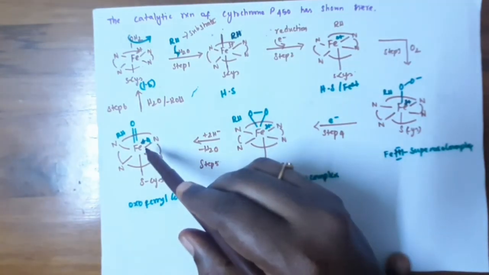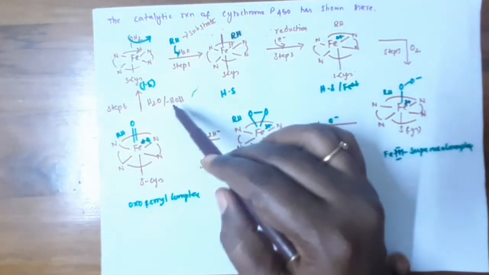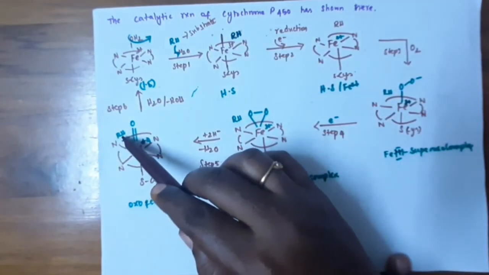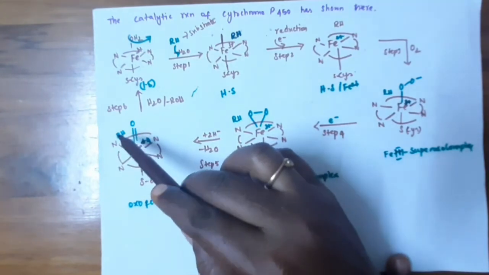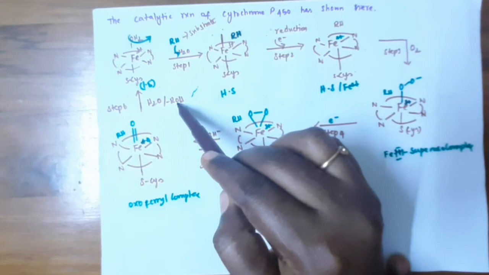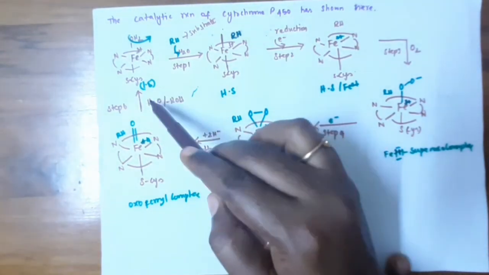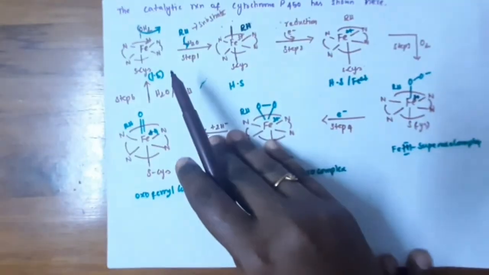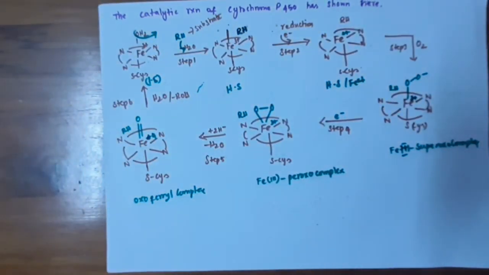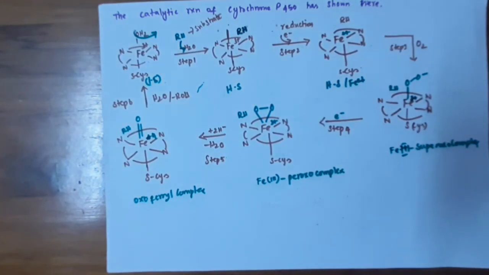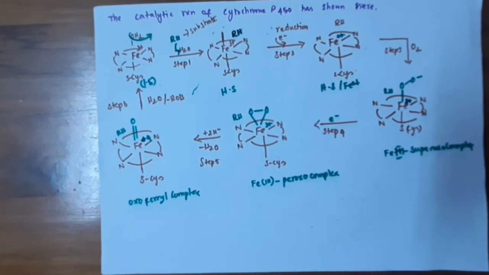Then the oxoferryl complex takes the substrate RH, which was in the protein center, transfers the oxygen to it, and it is released as an alcohol. Finally it binds with water and regenerates the cytochrome P450. And this is the catalytic cyclic reaction of cytochrome P450.